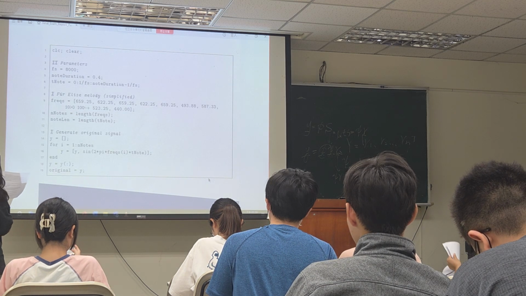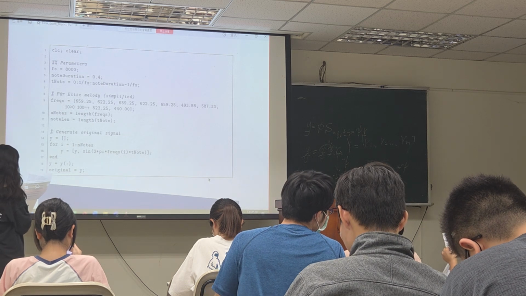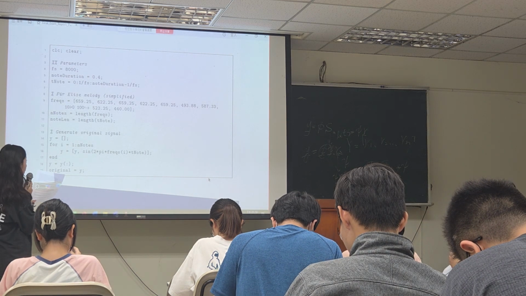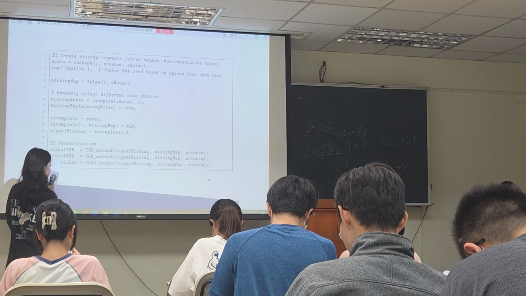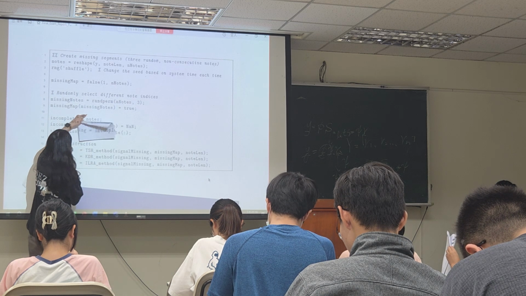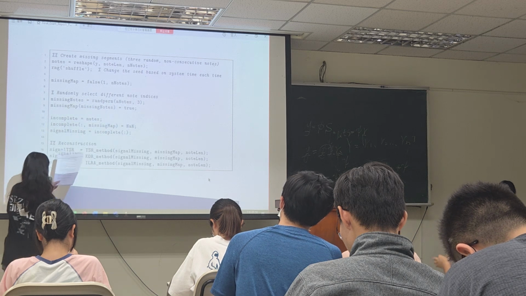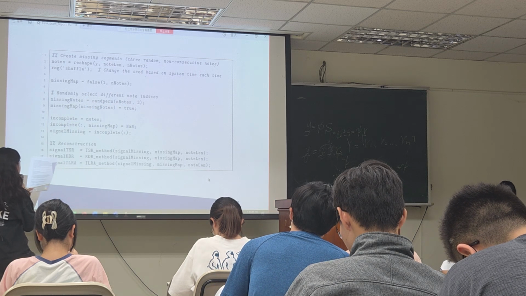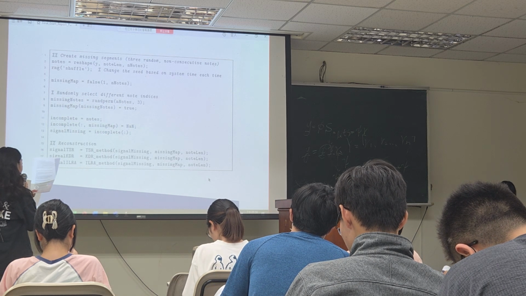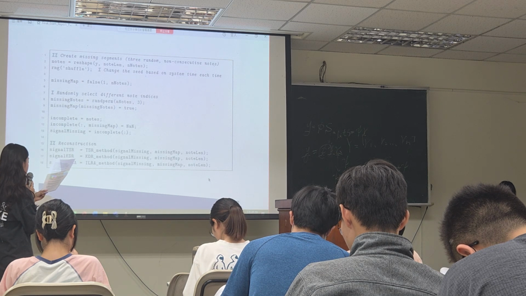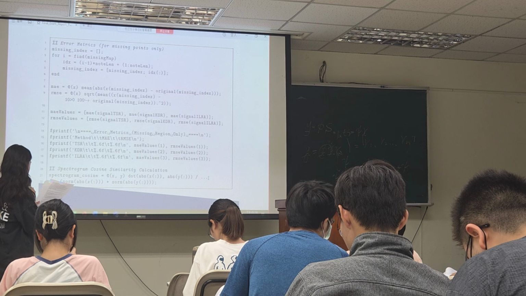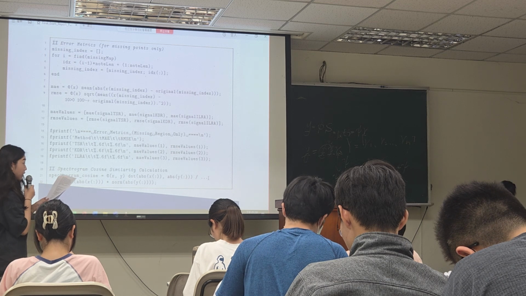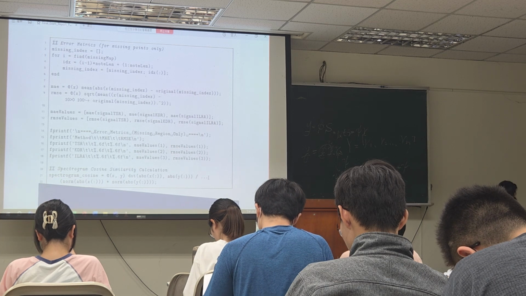Most parts of the car are the same as the continuous missing value. Let's focus on what's different. Here, random means randomly select three non-consecutive notes to be missing. The result of the process is the same, so we won't repeat it.